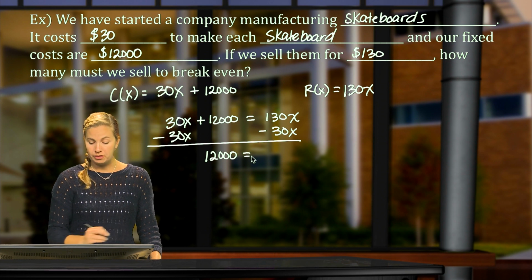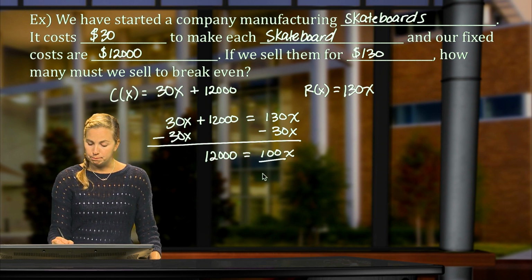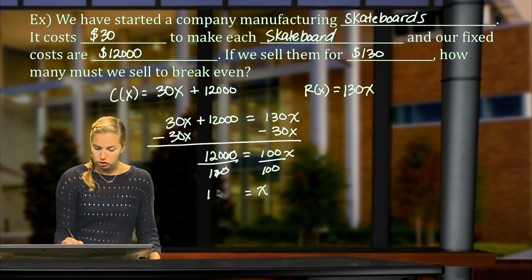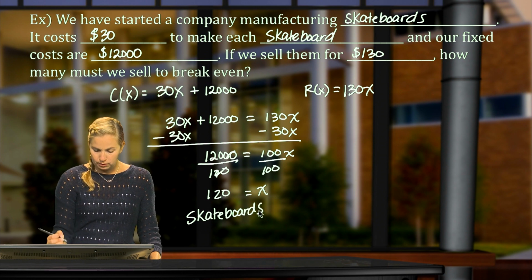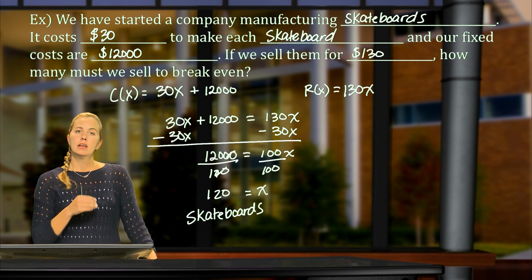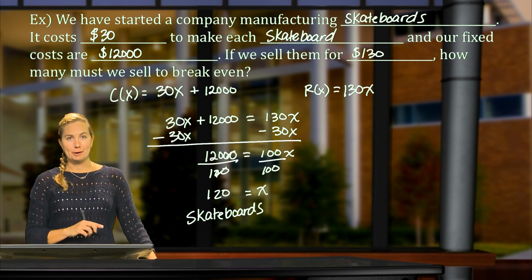So we get 12,000 is equal to 100x, and dividing both sides by 100, we get x is equal to 120 skateboards. So we need to sell 120 skateboards just to break even. It's not until we sell our 121st skateboard that we start making a profit.